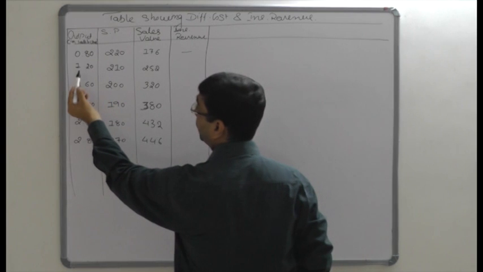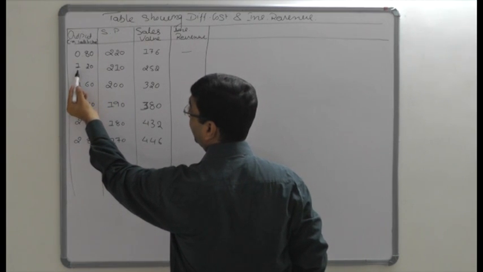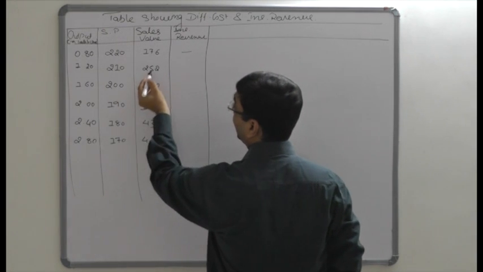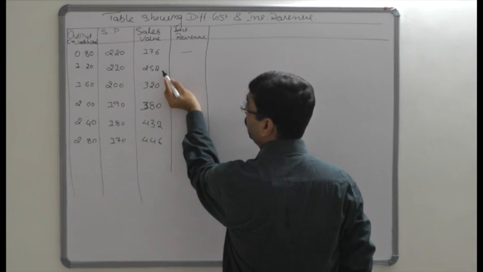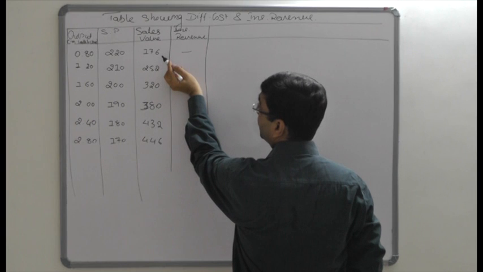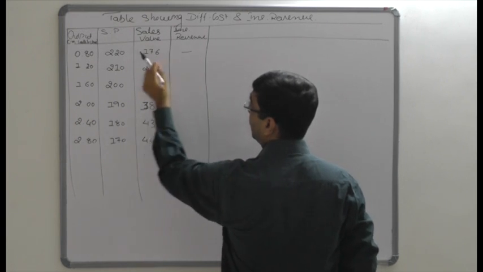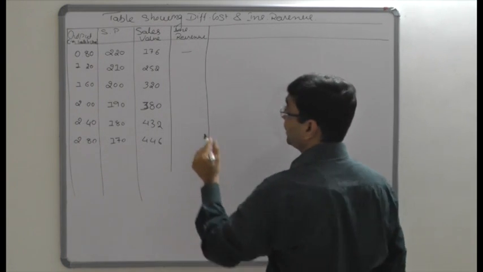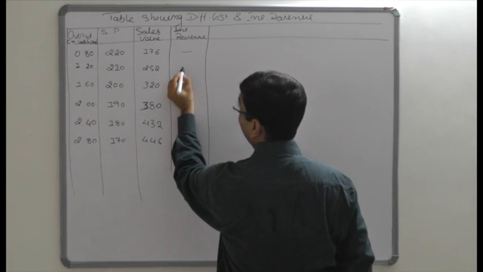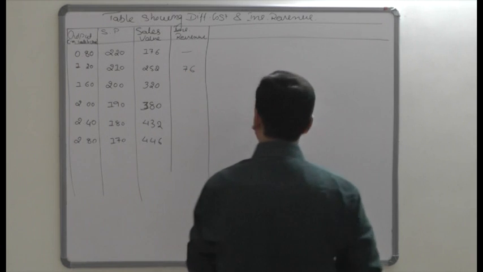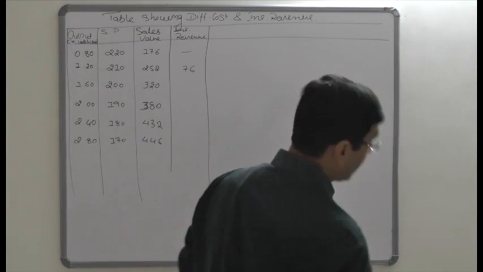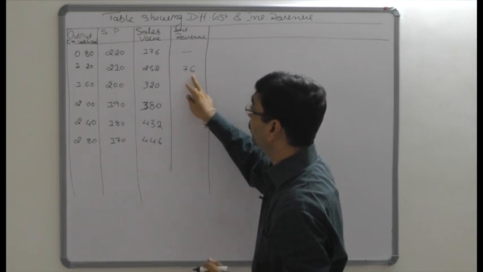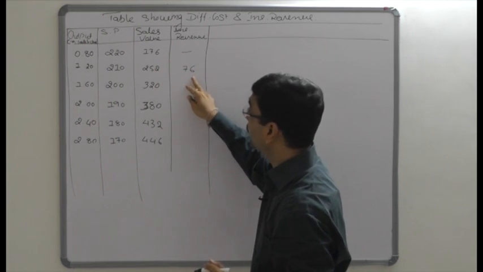But for incremental revenue, we want to identify the output of 1.20. So at 1.20, the revenue is 252. What was the revenue in the previous output? That is 176. So find the difference between these two, 252 and 176. It comes to 76, if I am not wrong. Yes, it is 76. So the difference between 1.20 and 0.80 is 76. This is your incremental revenue.